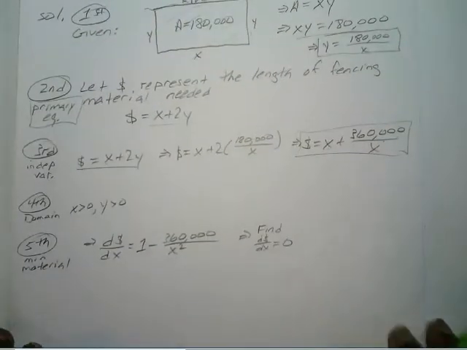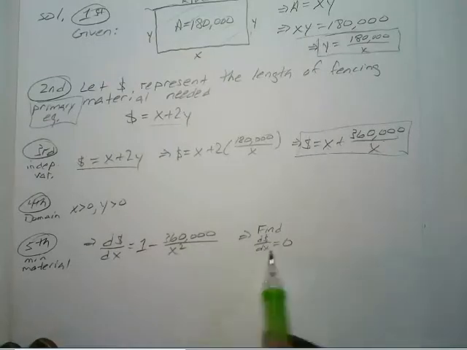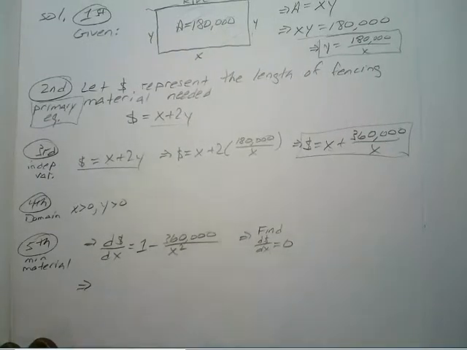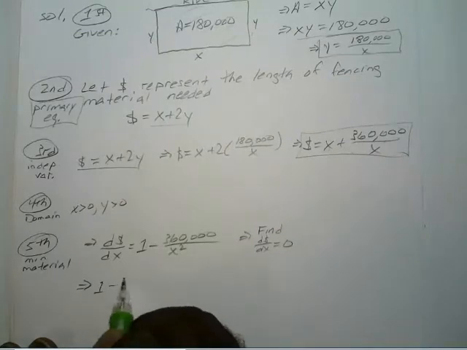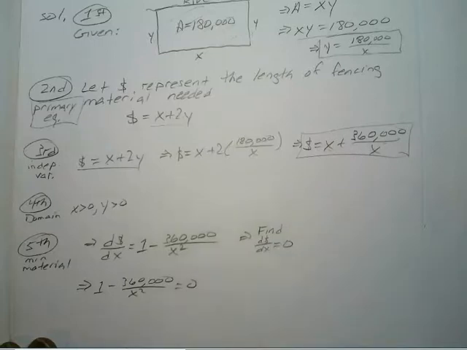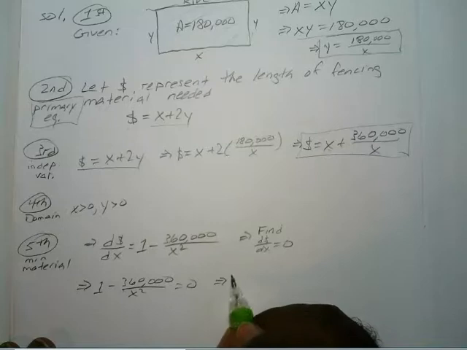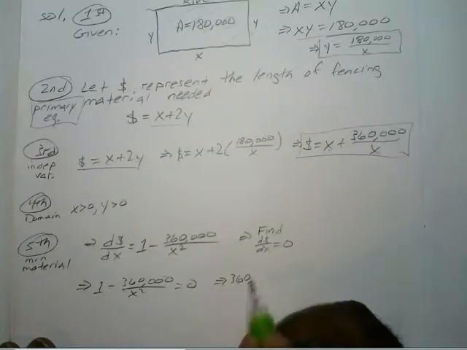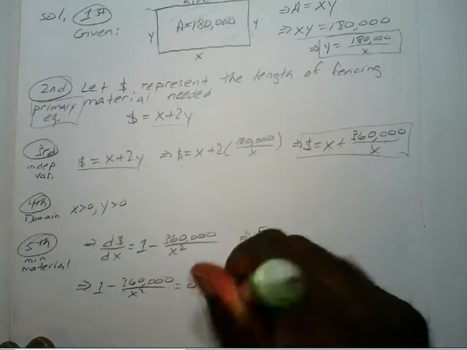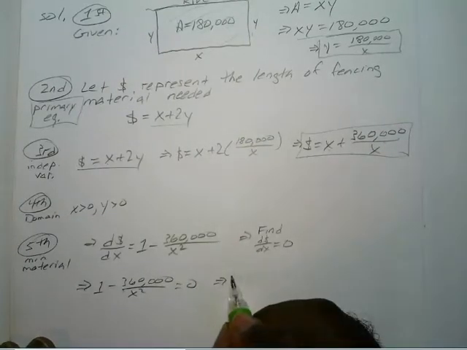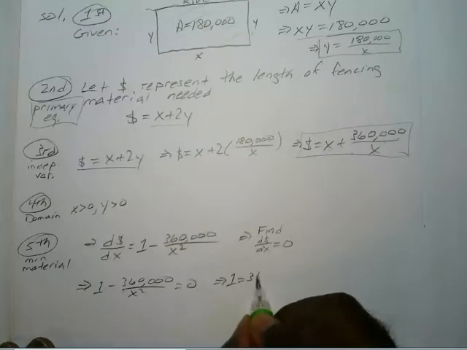And we move up, running out of room, but we should be able to finish this up here. Okay, so to find where this is equal to 0, we have to find where 1 minus 360,000 over x squared is equal to 0. So if we add that to both sides, we have, well, actually, we put the 1 on the left. 1 equals 360,000 over x squared.